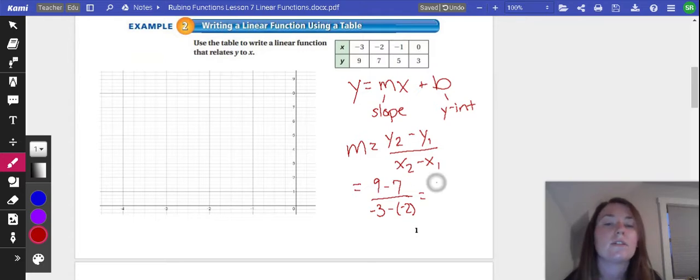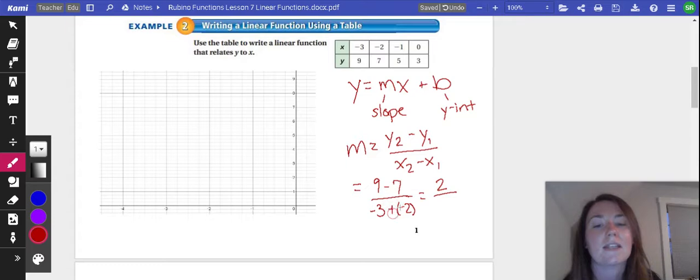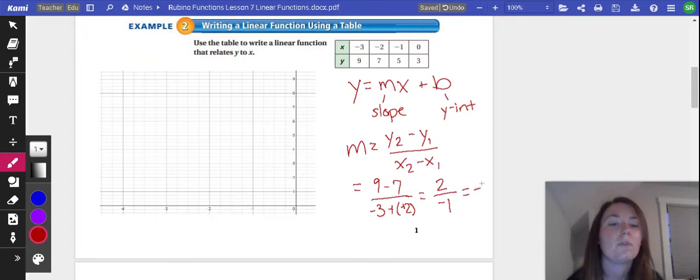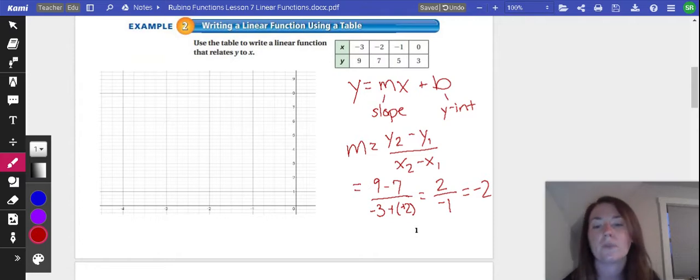9 minus 7 is 2. Remember that subtracting a negative is the same as adding a positive. -3 plus 2 is -1, and my slope is 2 over -1, which equals -2. Now to write my equation, I'm also going to need to find my y-intercept, which again is already given to me as one of the points. My y-intercept is whatever y is when x equals 0. So in this case, when x equals 0, y is 3.